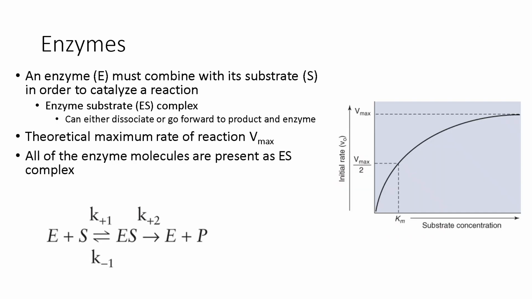Enzymes function via the enzyme-substrate, or ES, complex. The enzyme E binds the substrate S to form ES. This complex may either return to E plus S or proceed to form product and free enzyme. At Vmax, all enzyme molecules are engaged in ES complexes, representing the maximum catalytic capacity of the enzyme.